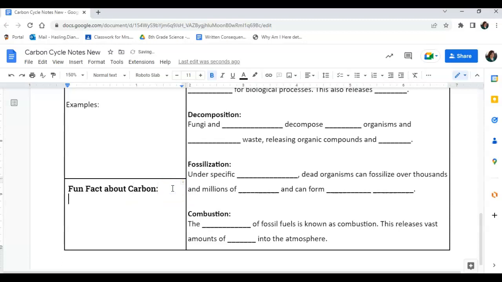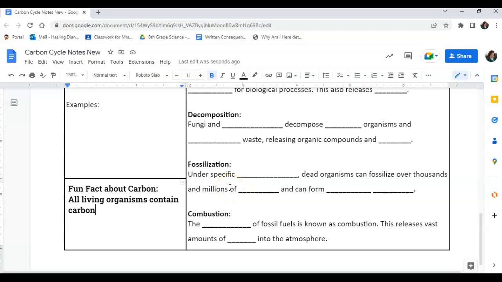What you need to know is that all living organisms contain carbon. So when we're talking about carbon moving throughout the planet, it's due to the fact that if anything is alive, it has carbon inside of it. So that's how we're going to be working through this process.